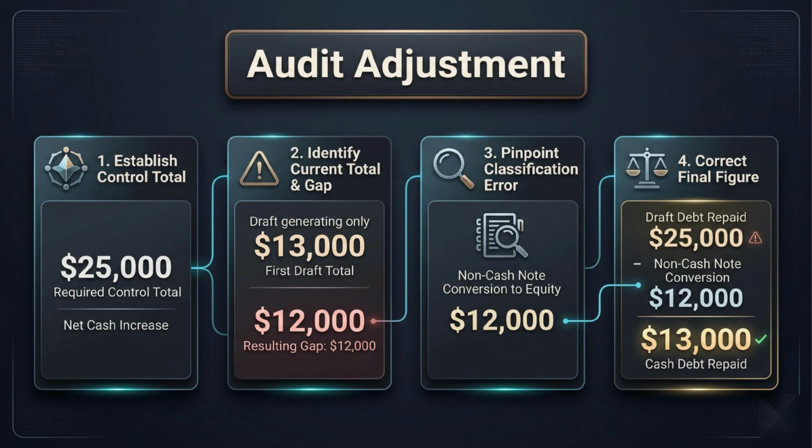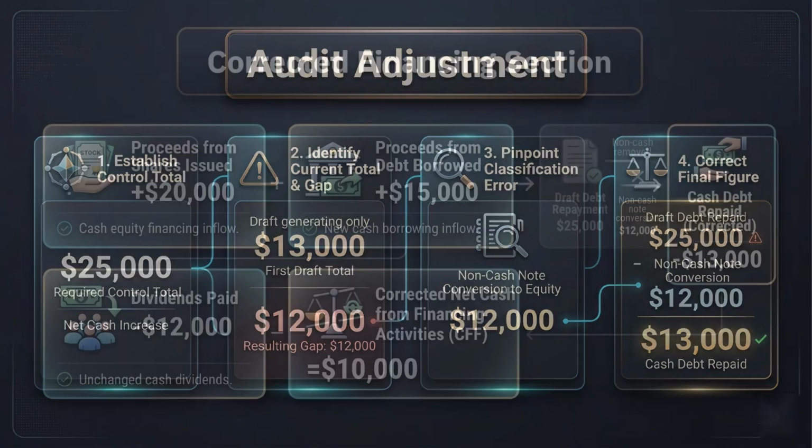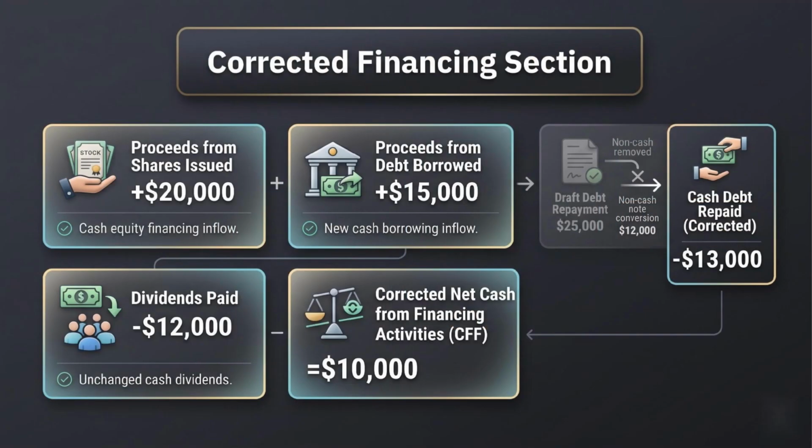The finance lease asset is also a non-cash item disclosed separately. This is the professional lesson. When the statement does not reconcile, do not guess. Follow the facts back to actual cash movement. Now we correct the financing section.